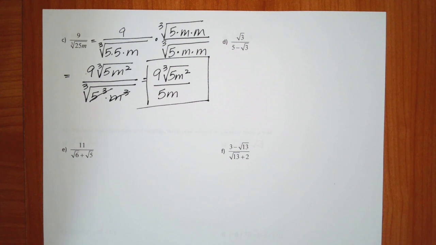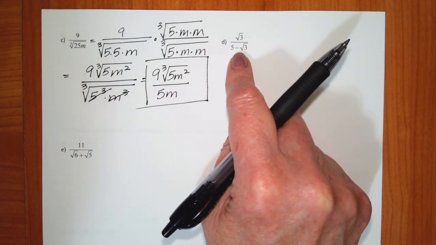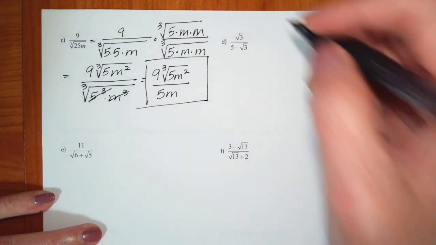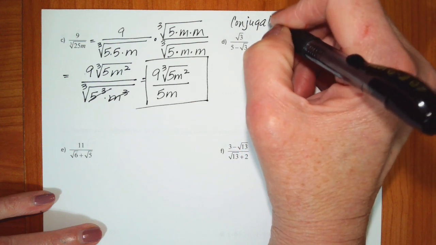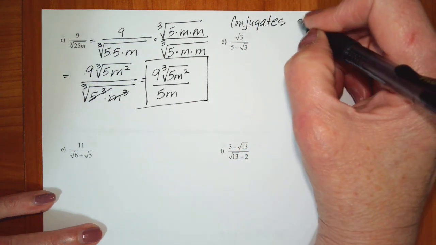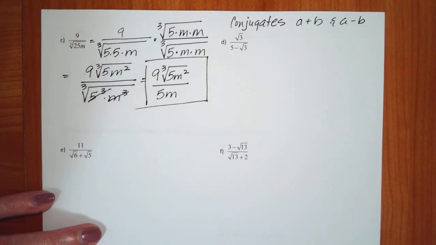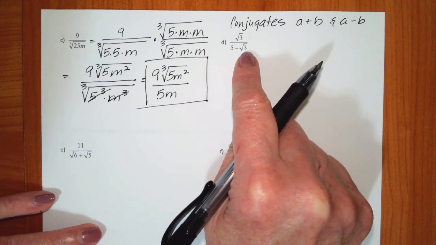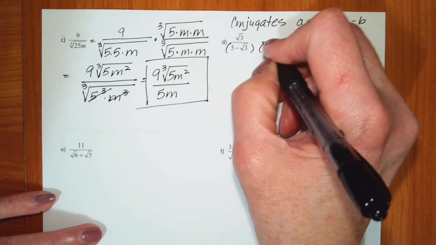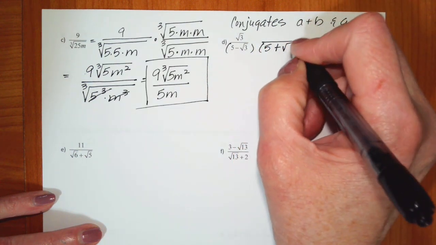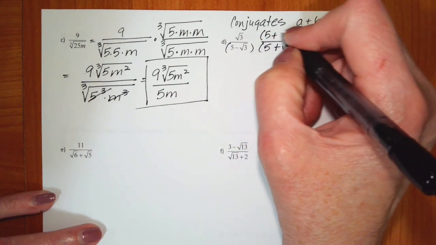Okay, if your denominator has a sum or a difference in it, you're going to have to multiply by the conjugate. So remember, the conjugates are a plus b and a minus b. So if you have 5 minus root 3, then what you want to do is multiply it by its conjugate, which is 5 plus the square root of 3. Since you did it to the denominator, you have to do it to the numerator.